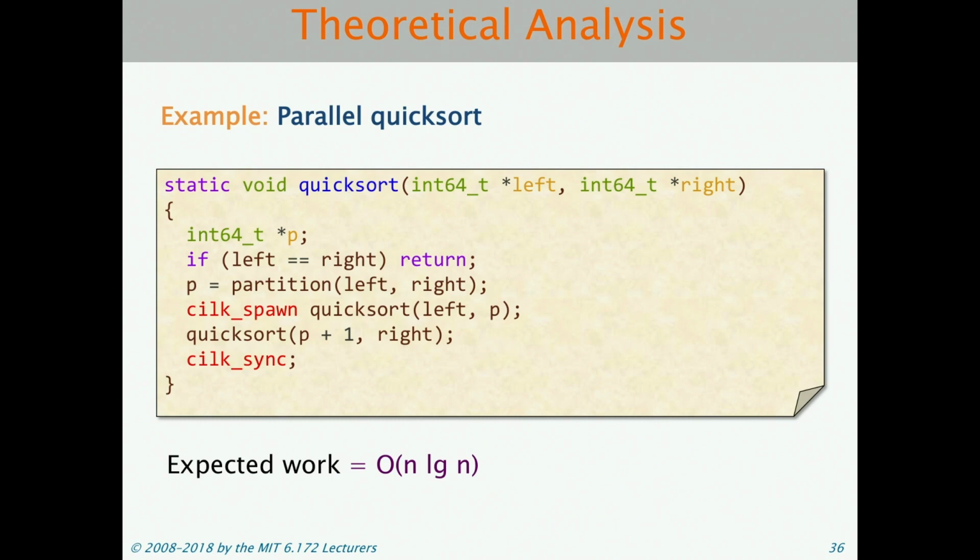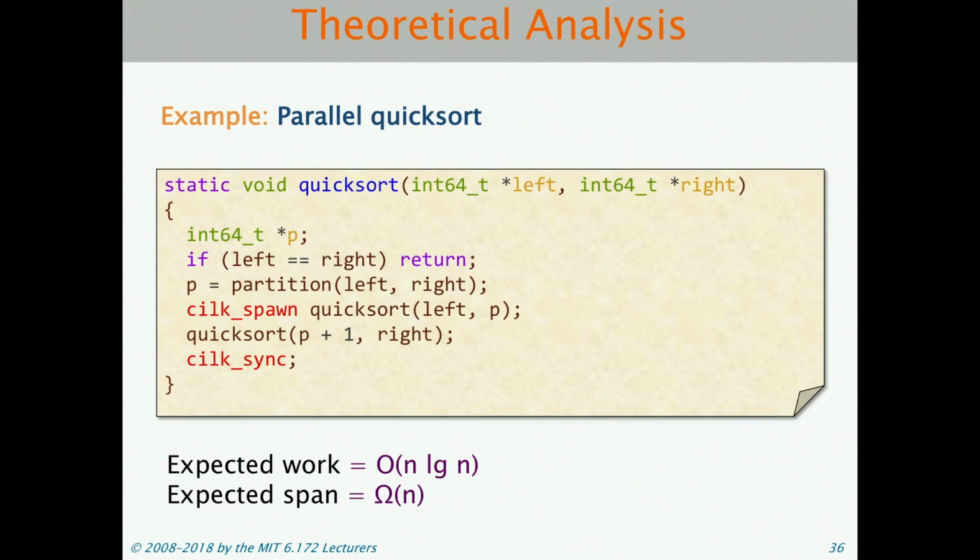So the expected work of quicksort is order n log n. Some of you might have seen this in your previous algorithms courses. If you haven't seen this yet, then you can take a look at your favorite textbook, Introduction to Algorithms. And it turns out that the parallel version of quicksort also has an expected work bound of order n log n if you pick a random pivot. So the analysis is similar.